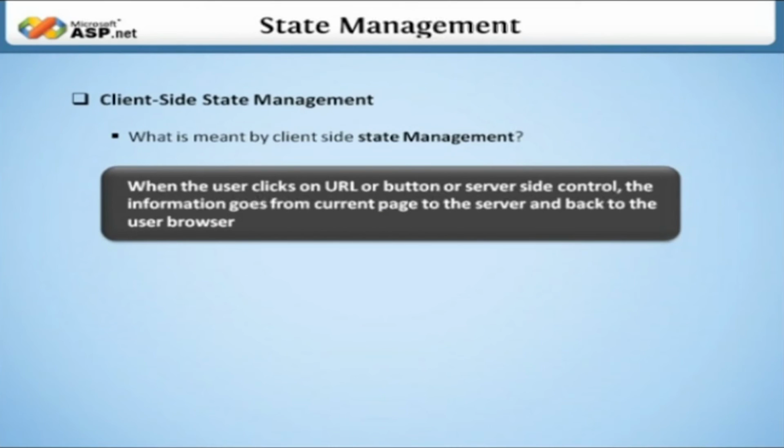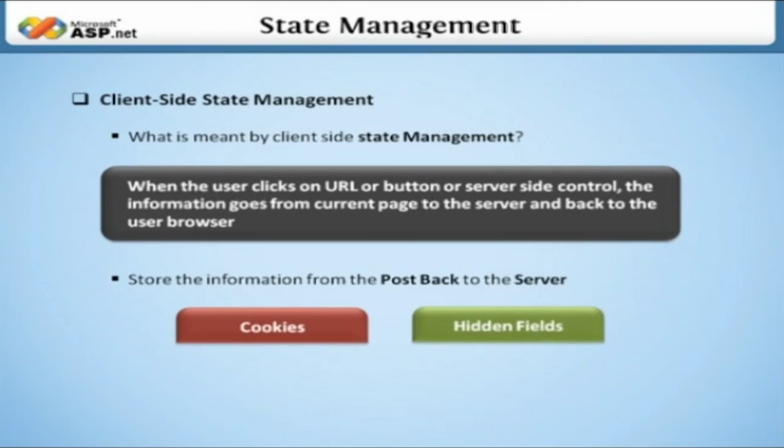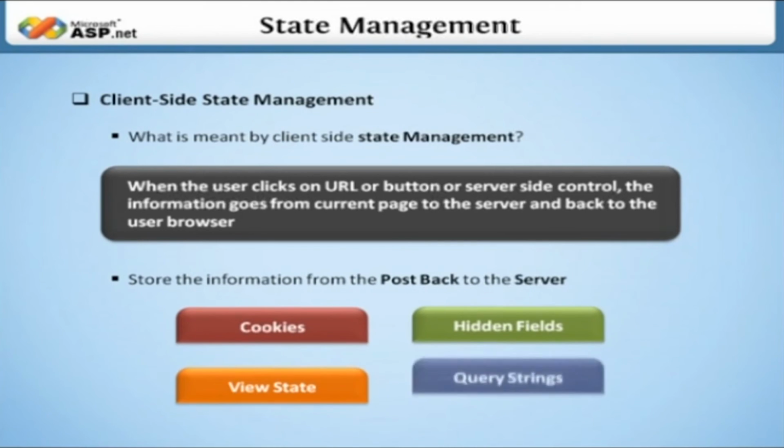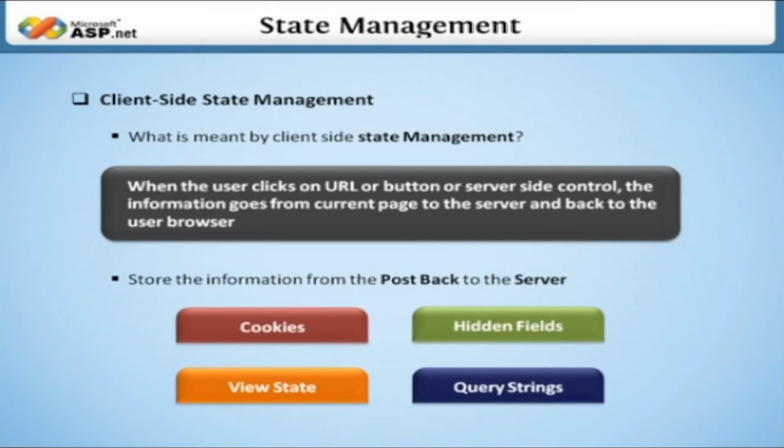Let's see how it remembers the information that is currently on the web page. Well, actually, there's no automatic storage of information on the client side. For this, the developer has to store the information from the post back to the server. In ASP.NET, we can save the state of the current page using four basic methods. They are cookies, hidden fields, ViewState, and QueryStrings. Now, in the next lesson, we're going to discuss the different client-side states in greater detail.